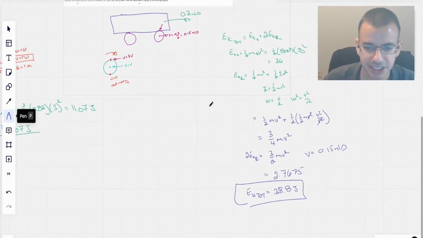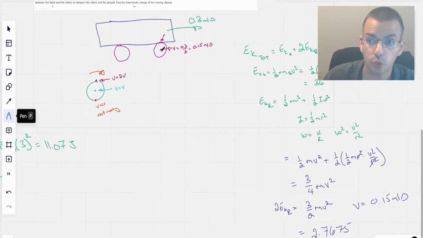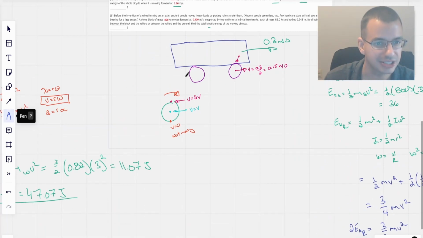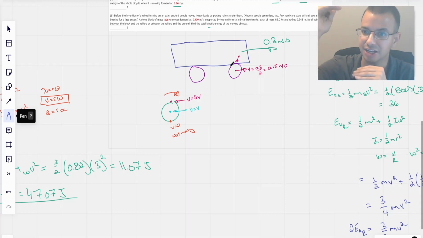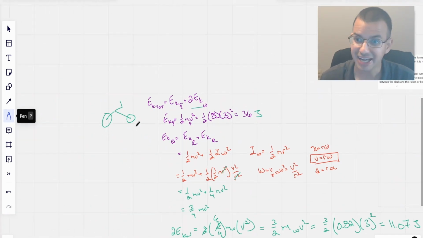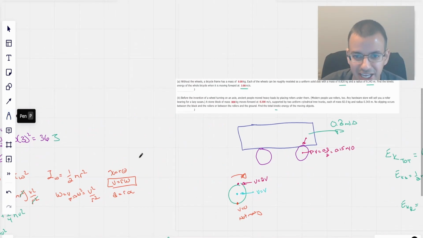And I think the main difference is because the rollers are moving slower than the wheels. And that's because of how the rollers are connected to the slab. The slab is sitting on top of the rollers, while the bicycle wheels are connected at the axis, at the center of rotation. And that's the big difference, the key takeaway from this one.